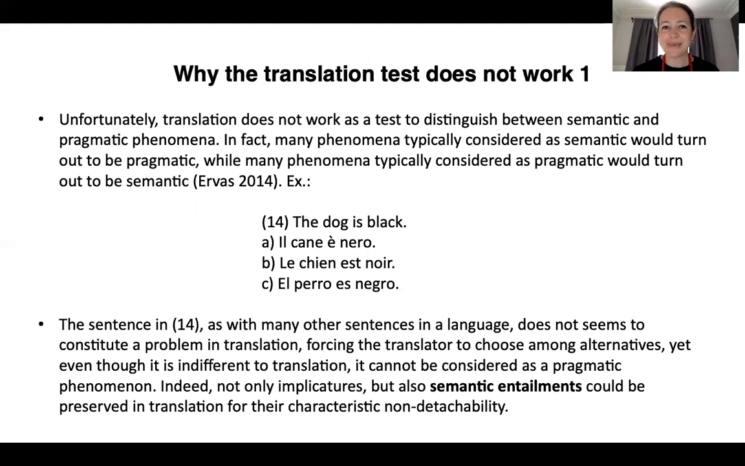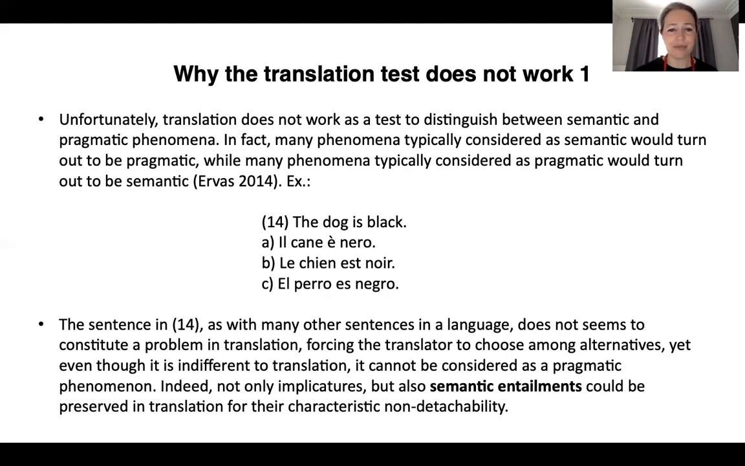So let's see now why I think that translation does not work. Unfortunately, translation does not work as a test to distinguish between semantic and pragmatic phenomena, because many phenomena typically considered as semantic will turn out to be pragmatic, while many phenomena typically considered as pragmatic will turn out to be semantic. There is, for instance, this simple sentence number 14, the dog is black, which does not present alternative translations: in Italian, il cane è nero, in French, le chien est noir, and in Spanish, el perro es negro.